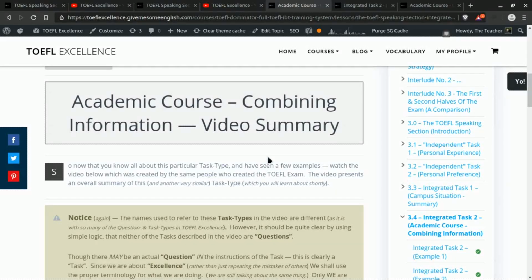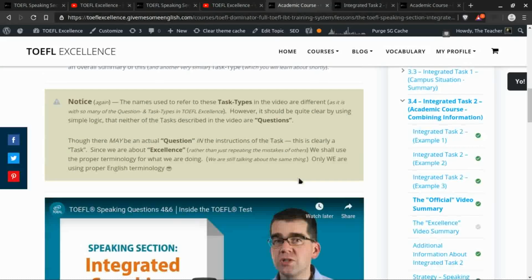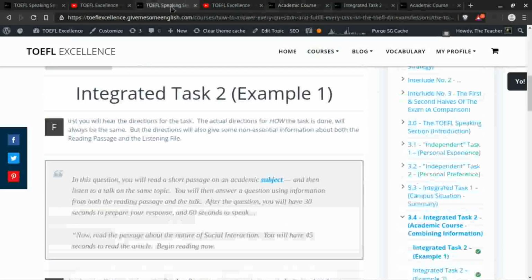So if you remember the strategies and tips about how to answer the last particular integrated task, the first integrated task, then you use the same sort of formula to answer this one. The only difference is the information that you're going to be speaking about. And that's pretty much it for the summary of this task.